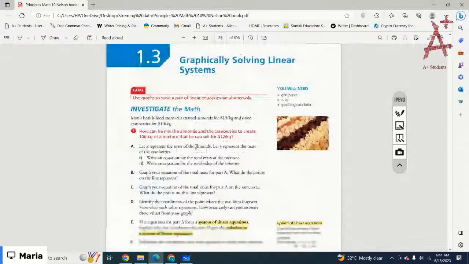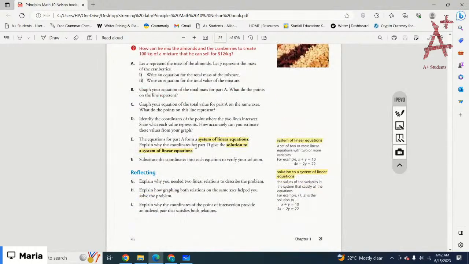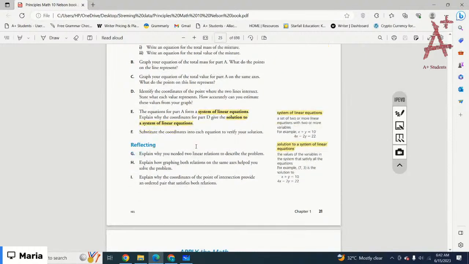The next topic is graphically solving linear relations. You have to solve the linear relations in a graphical way. We have so many ways to solve linear relations, and we are going to start with the first, graphically solving the linear equations. What is a system of linear equations? A set of two or more linear equations with two or more variables. The solution of a system of linear equations is the values of the variables in the system that satisfy all the equations.